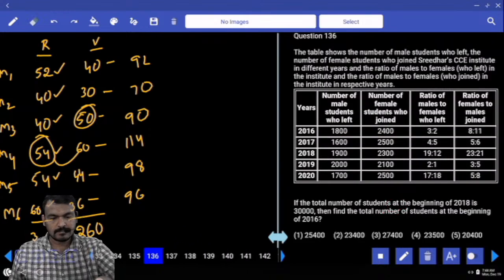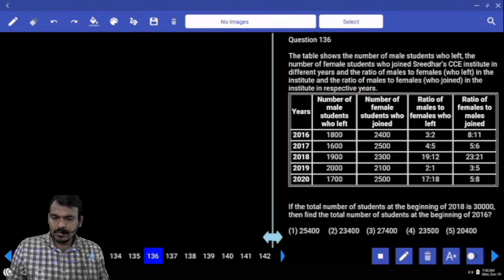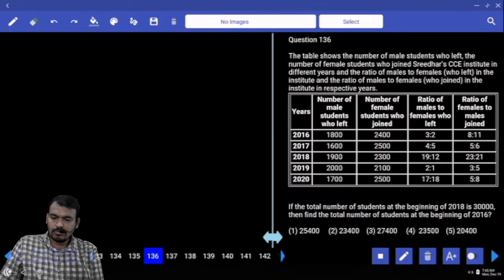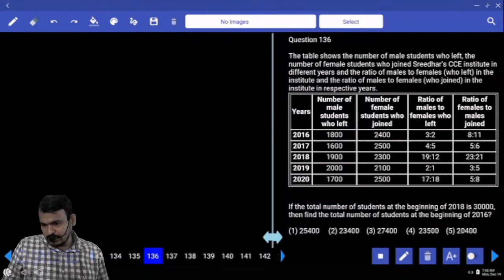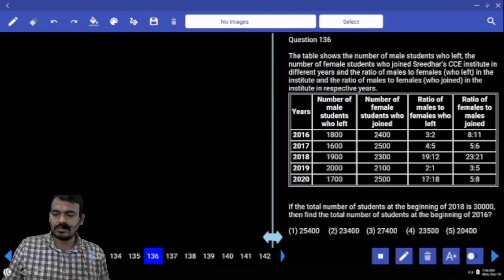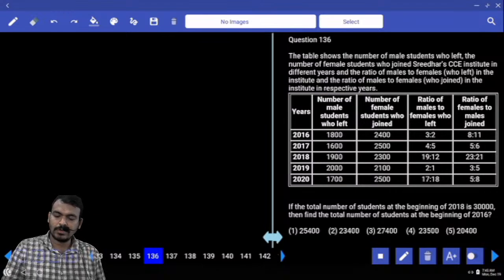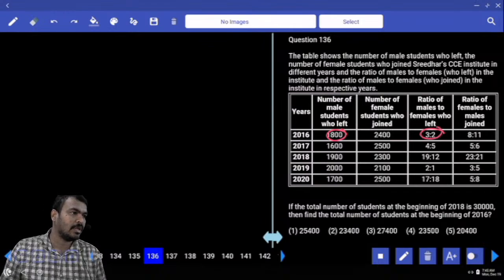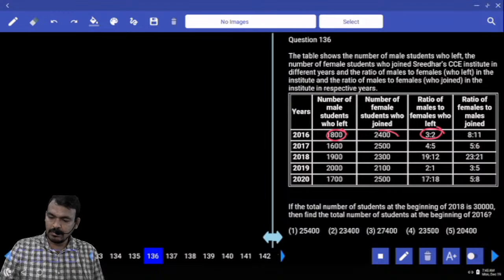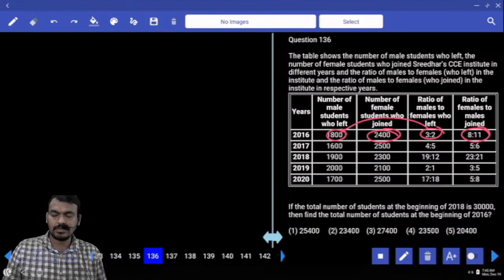136. The table shows the number of male students who left, the number of female students who joined in CC Institute in different years, and the ratio of the male to females who left in the institute, and the ratio of the male to female who joined in the institute. First column is left students. Third one is left students male and female average, male and female ratio. Second one, female students are joined. Those joined ratio are given which one? 8:11. It represents 3:2.